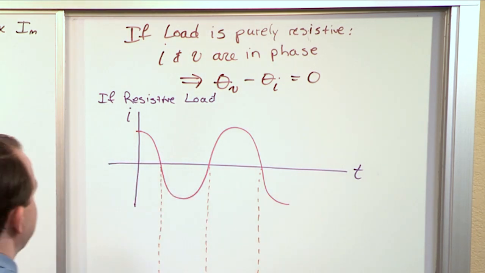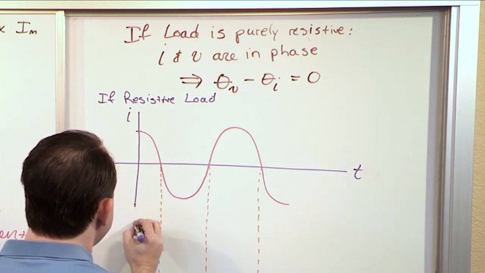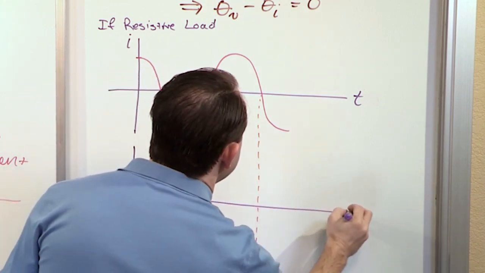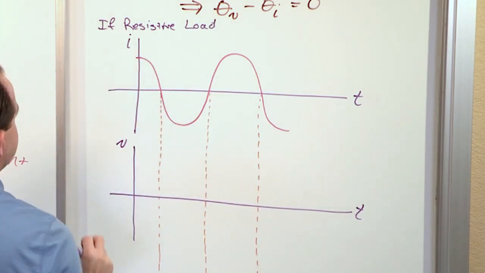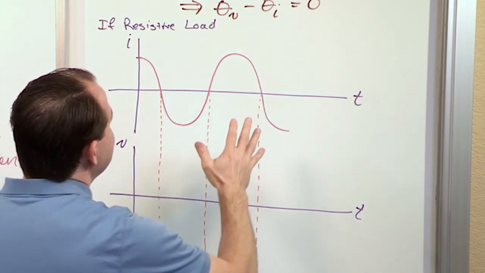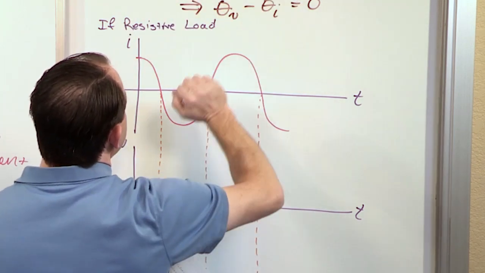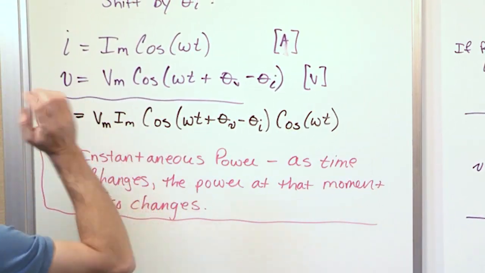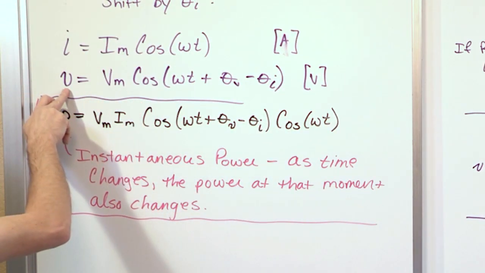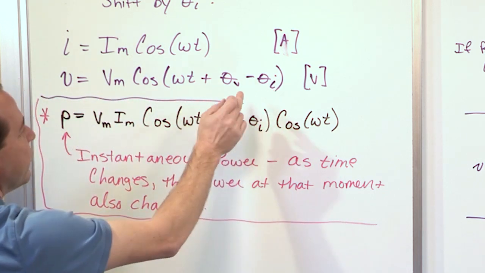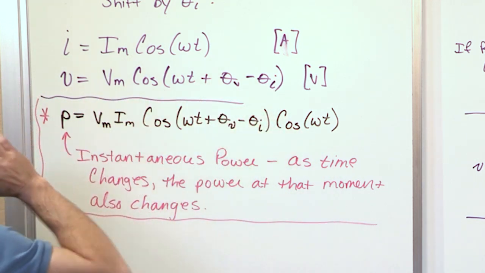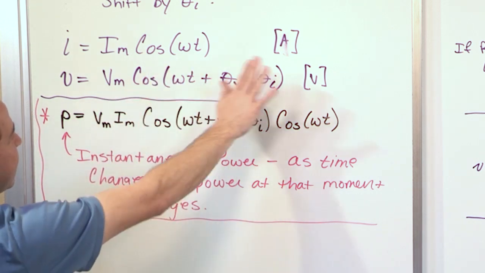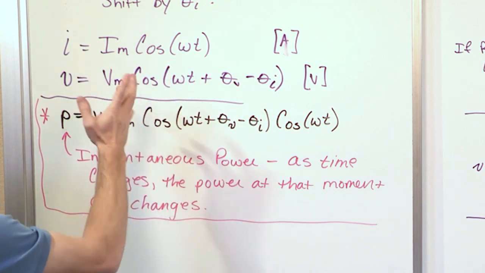All right, so let's draw the next guy. If this is the current, what does the voltage look like in this case of a resistive load? Well, here we're going to draw time, and we're going to draw voltage. So we just said that if the load is purely resistive, the phase angle here is 0. The phase difference between theta V and theta I is 0. So that means if this is the formula for the voltage, this is now 0 since the difference in phase angle between current and voltage is 0 for resistors. So really you have Vm times the cosine of omega t. That's it. This is gone. So again, it starts at a maximum.